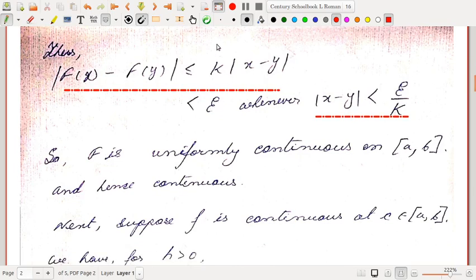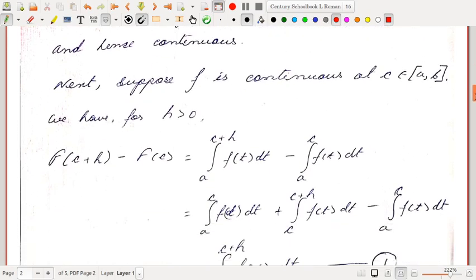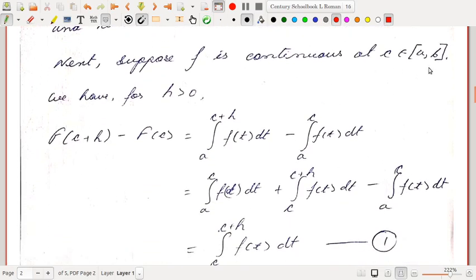Because given any epsilon, there exists a delta, so this is the delta epsilon by k, such that whenever x and y their difference is less than delta, the difference between f(x) and f(y) is less than epsilon, so it's uniformly continuous, hence it is continuous. Okay, now the next part, suppose that f is continuous at c.